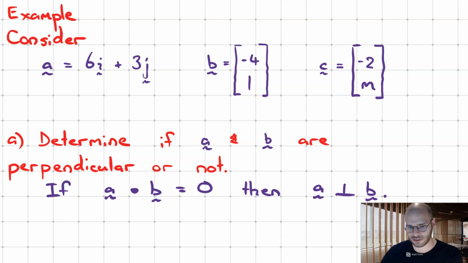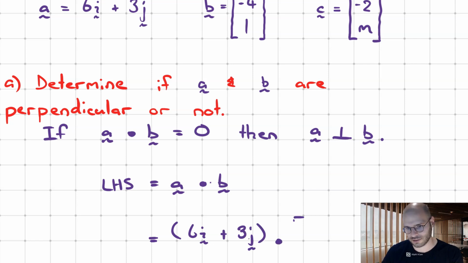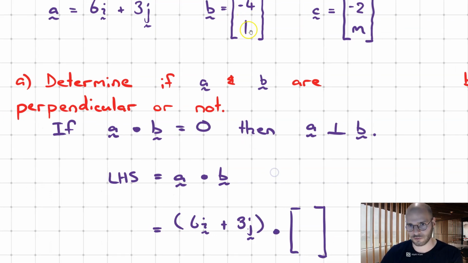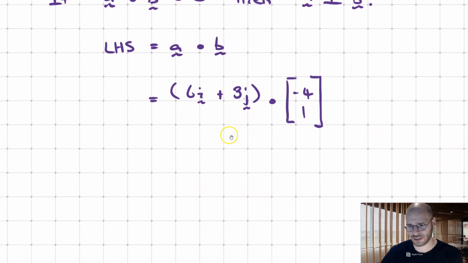Setting this out, I'll say that the left-hand side equals A dot B. Next, I'll sub in the values for A and B. A is 6i, 3j, and B in this instance is going to be -4 and 1. Working our way down, we'll evaluate this expression here. Notice one's in unit vector form, the other one's in its component form.